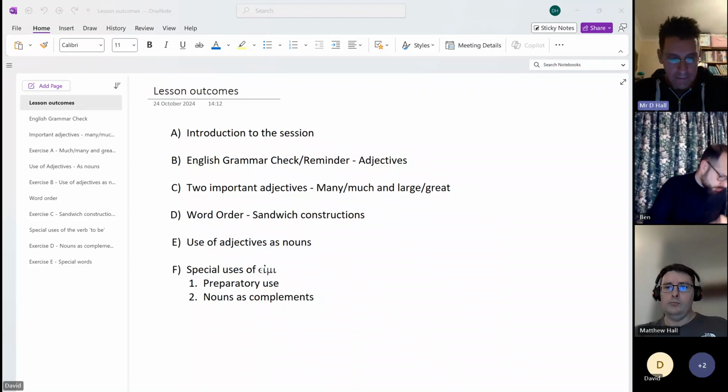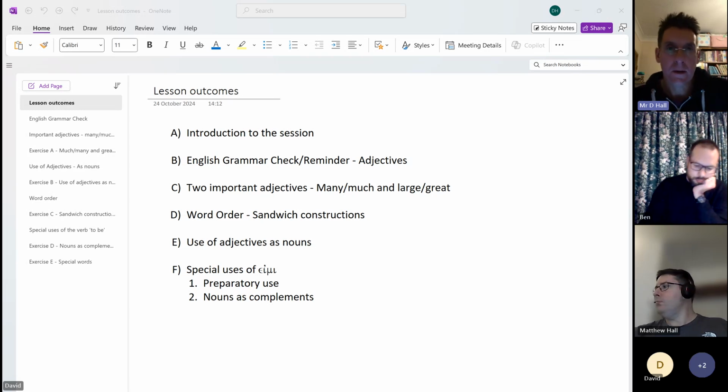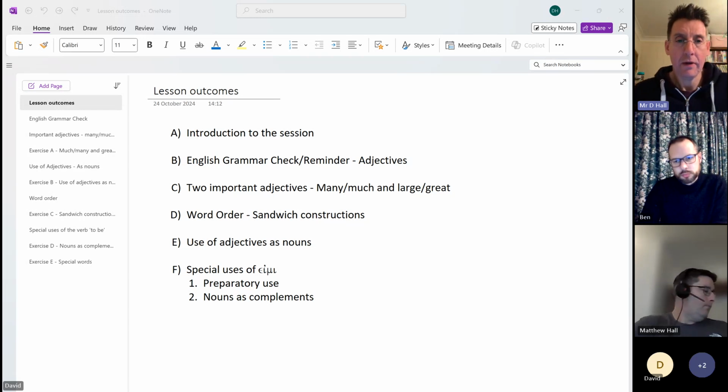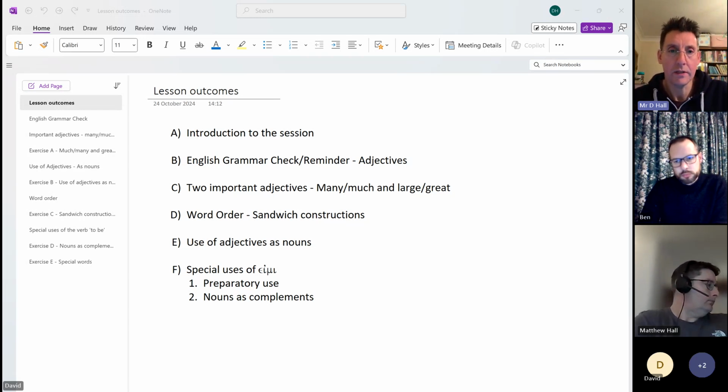Right, good. So we're going to continue looking at how adjectives are formed and used in New Testament Greek. What we want to look at today is a reminder of what we looked at a couple of weeks ago. We'll do that by looking at a couple of important adjectives, mainly because they occur quite a few times: the adjective for many or much, and the adjective for large or great. And we'll just notice something specific about those.